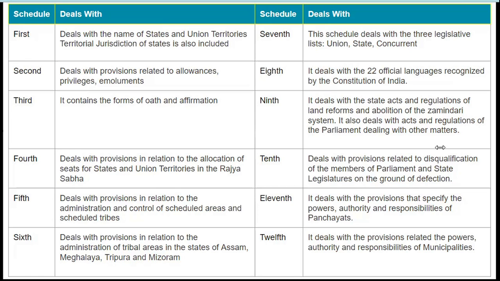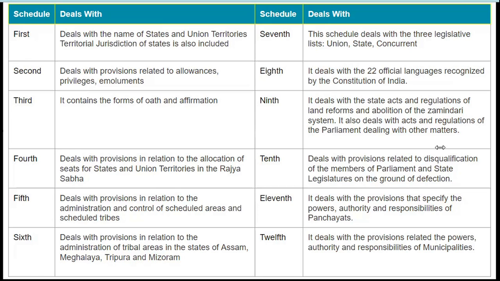So the seventh schedule deals with the three legislative lists: union list, state list, and concurrent list, as you will study in detail in a future session. And the eighth schedule deals with the 22 official languages recognized by the Constitution of India, right?